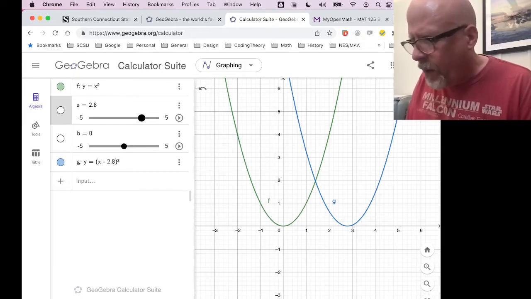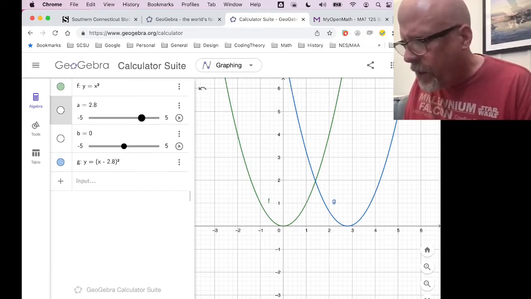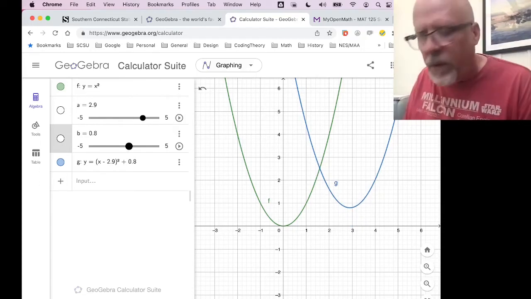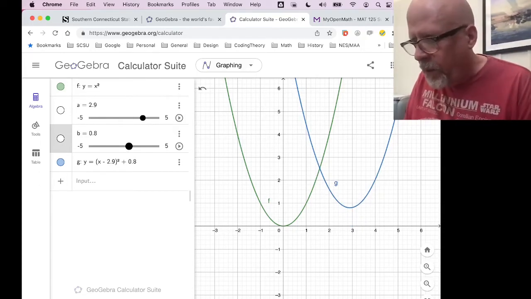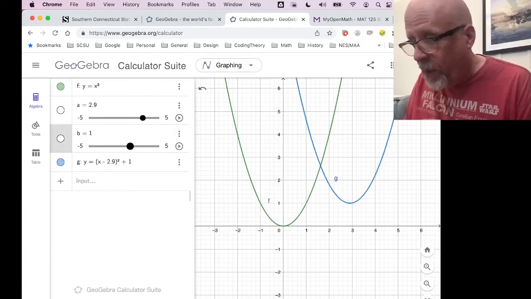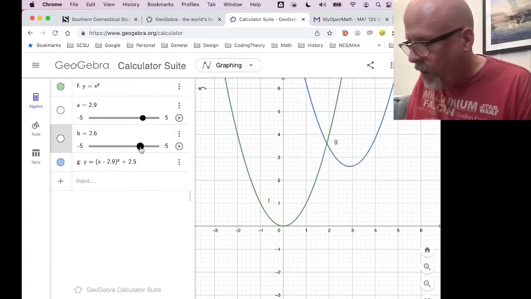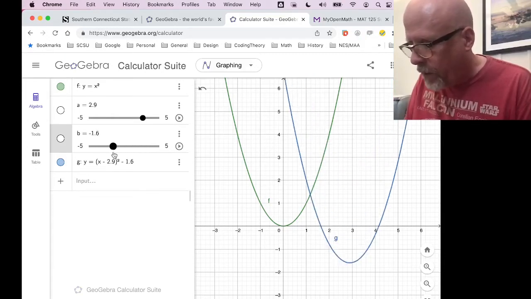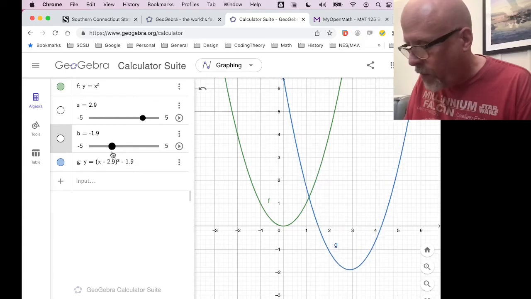Okay, so I'm not seeing b. What happened to b? Oh, it just disappeared because I've got it set at 0. It doesn't think it needs to write anything if I've got it set at 0. Now for the b number there, I did write it as plus b, and so when I change the slider, like making the number bigger, it sends the curve upward. And when I move the slider to a smaller value, it sends it down low.